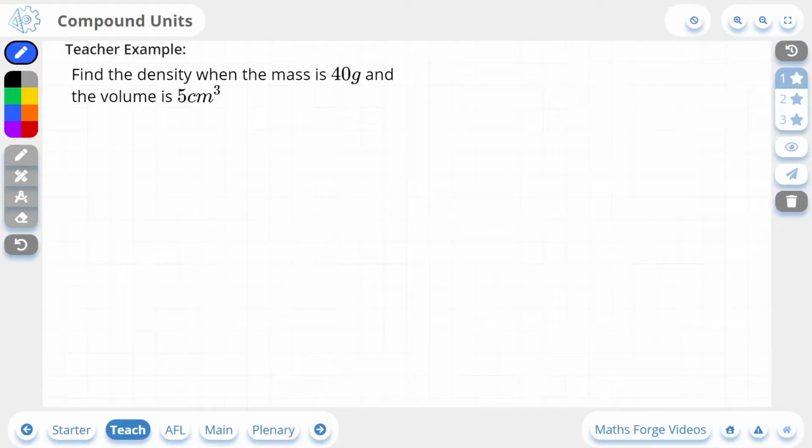Hi, this is Jack from Maths Forge, and in today's lesson, we're going to be doing compound units. So let's take a look at our first example.